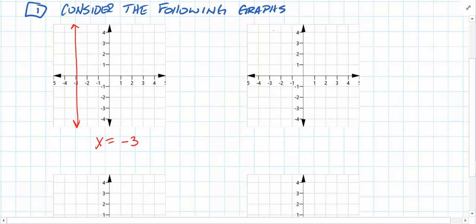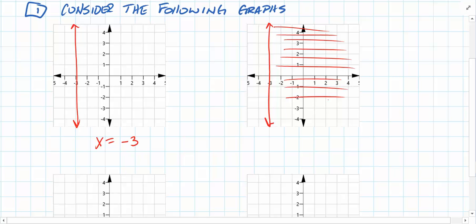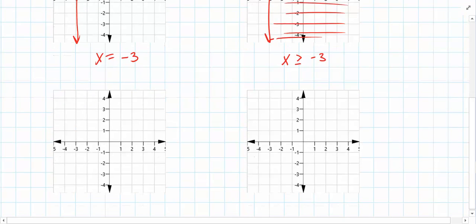No big deal. Okay, now let's say that I draw that same line at x equals -3, but then all of a sudden I shade to the right. Okay? All of a sudden I've changed my graph from an equation to an inequality. So how could I represent that inequality? X would be greater than or equal to -3, right? So I've changed it, right? All right, so that's all review.